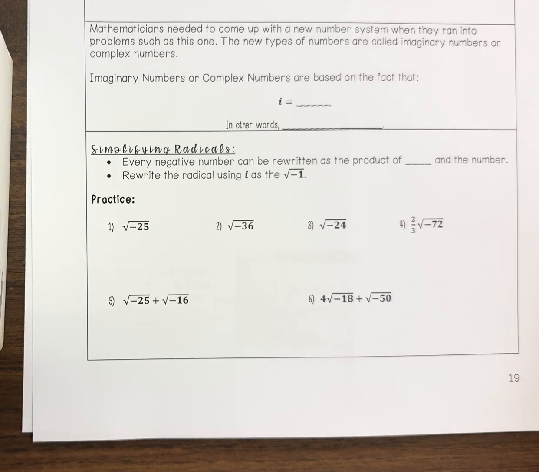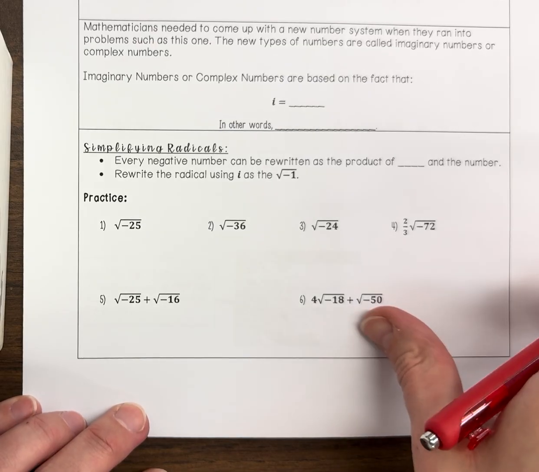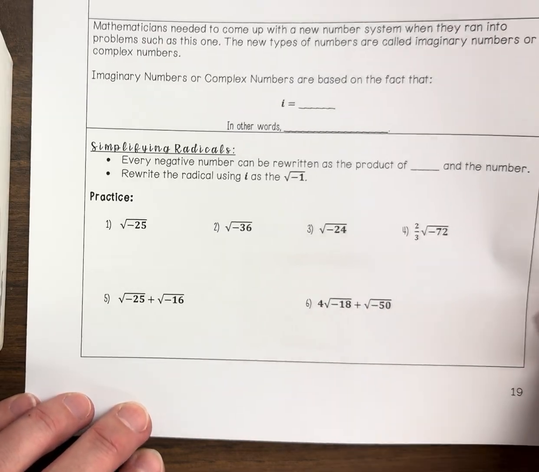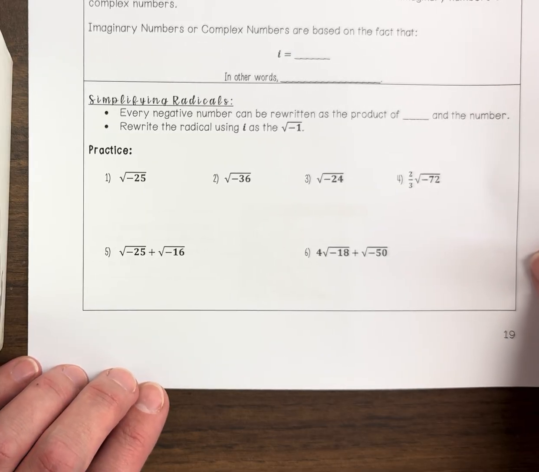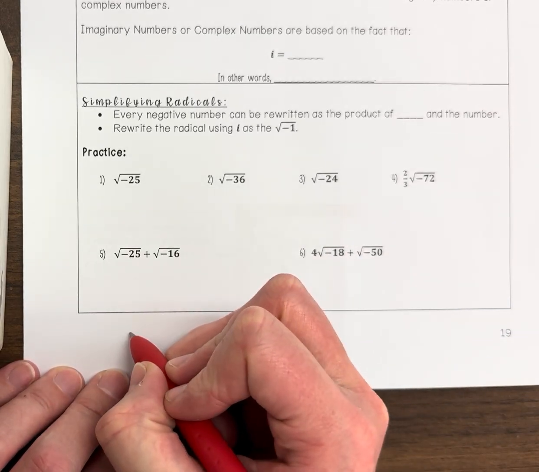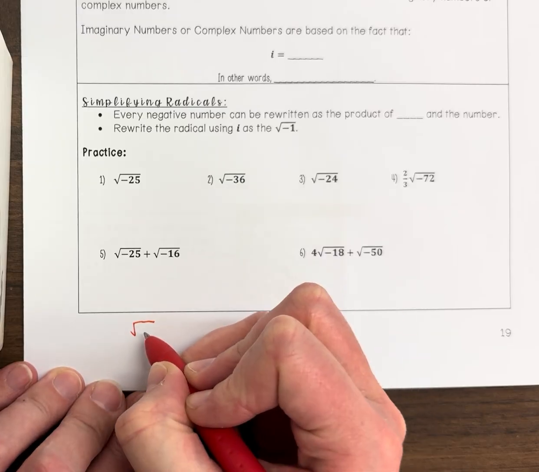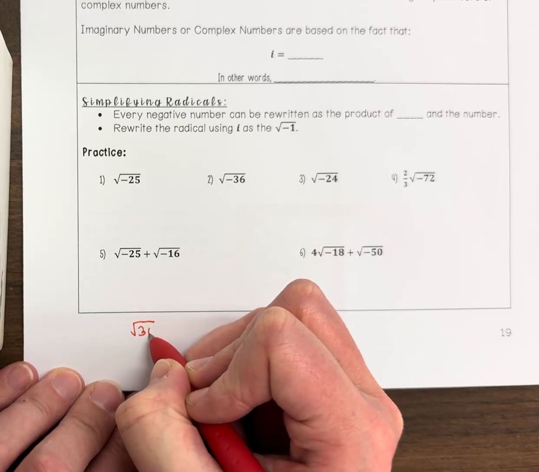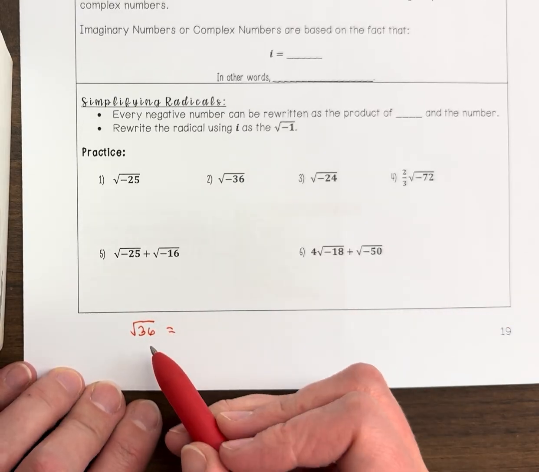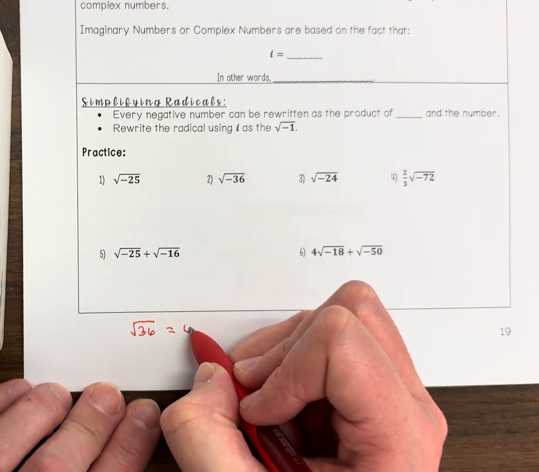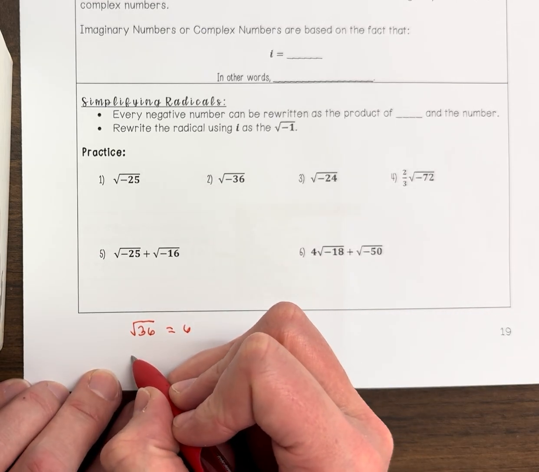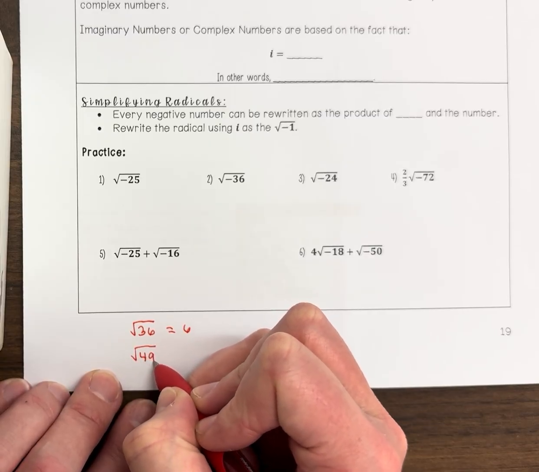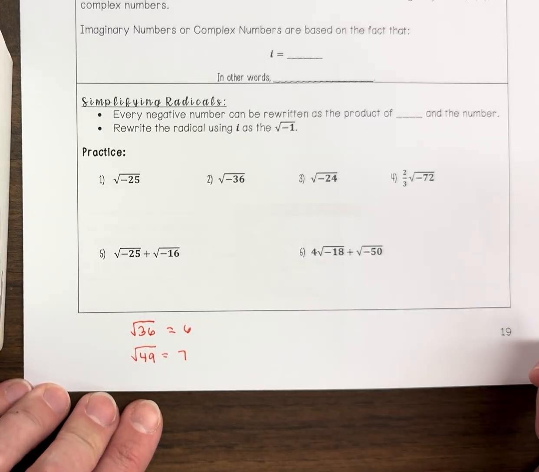And imaginary numbers are created because sometimes you have a square root. Basically, a square root is telling you, like the square root of 36, for example, is telling you that the answer is 6 because 6 times 6 gives you 36. The square root of 49 is 7 because 7 times 7 is 49.